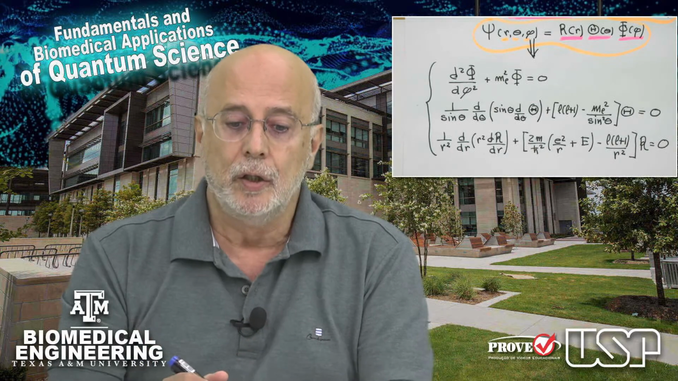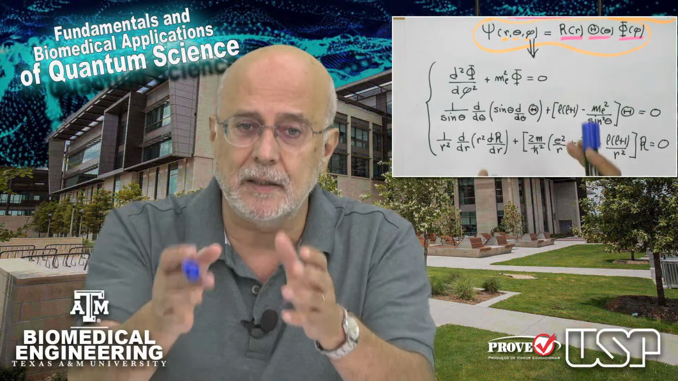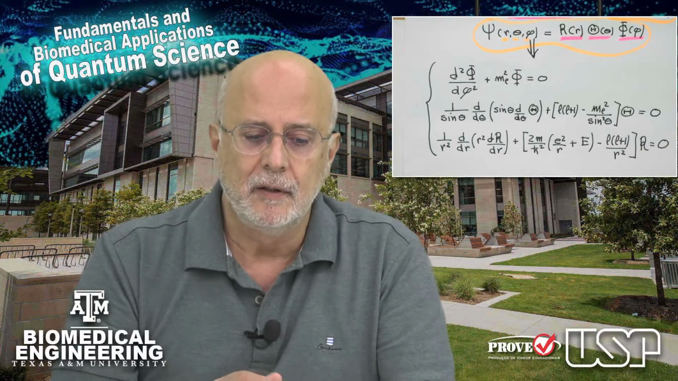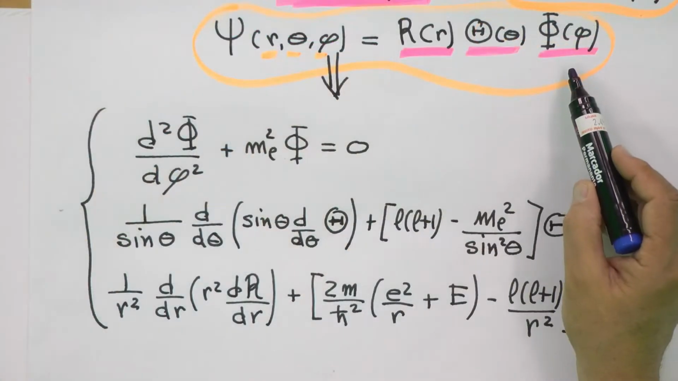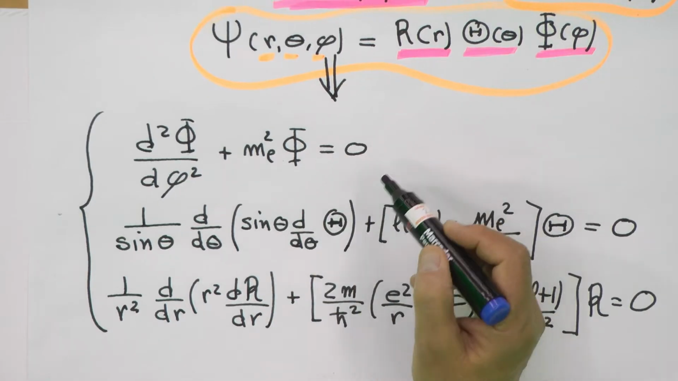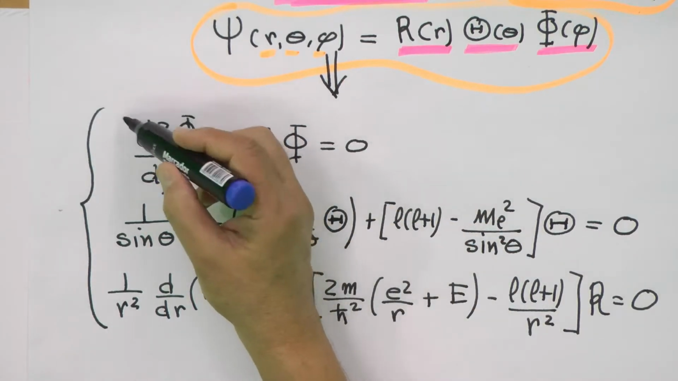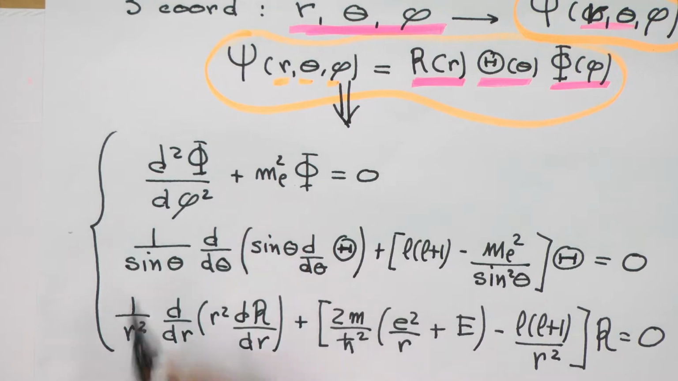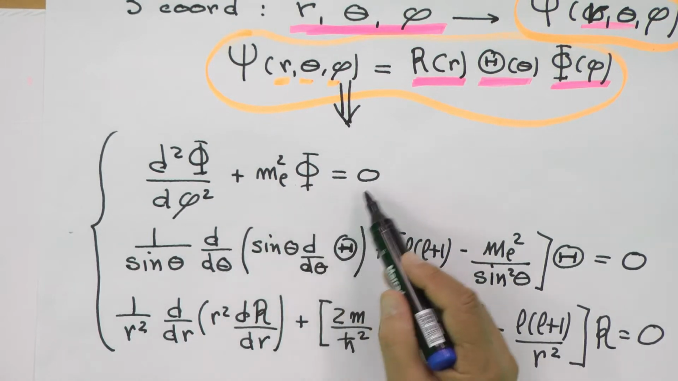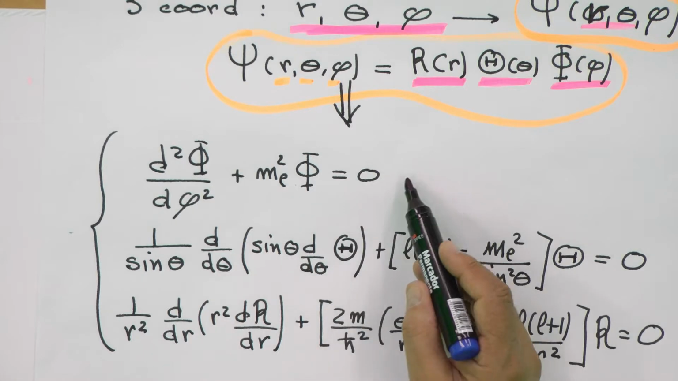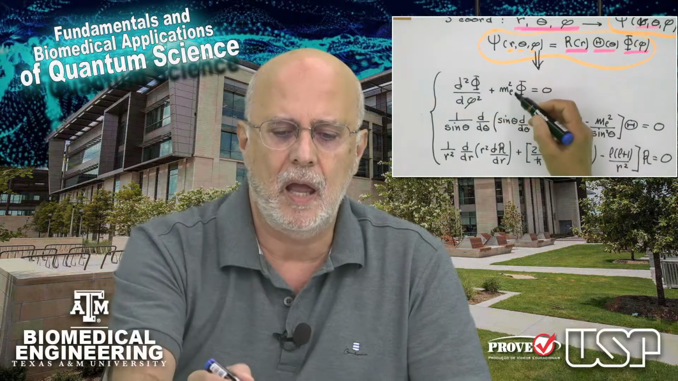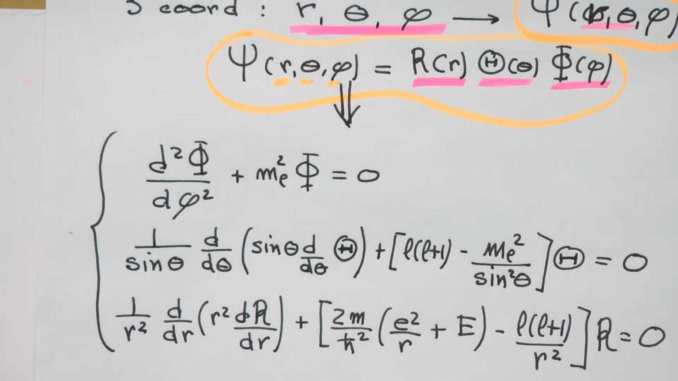Okay? So, making the substitution in the Schrödinger equation, we find that the phi solution, which is the solution depending on the coordinate phi, is given by this equation. This is a very nice equation because we already know how to solve it. We know that this is an oscillatory function. We know that the solution for this must be something like exponential of i m phi.